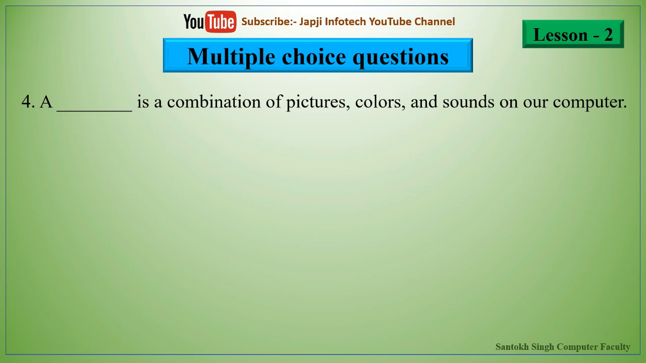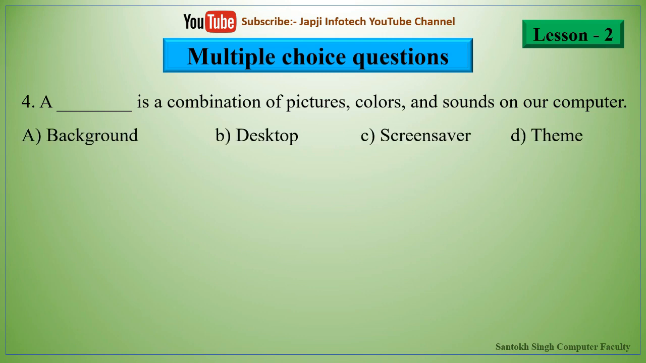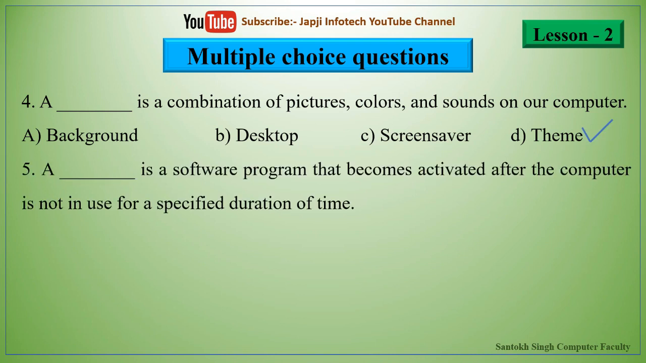So the fourth one is: a dash is a combination of picture, color and sound on our computer. The options are background, desktop, screensaver or theme. So the right answer is: a theme is a combination of pictures, colors and sounds on our computer.